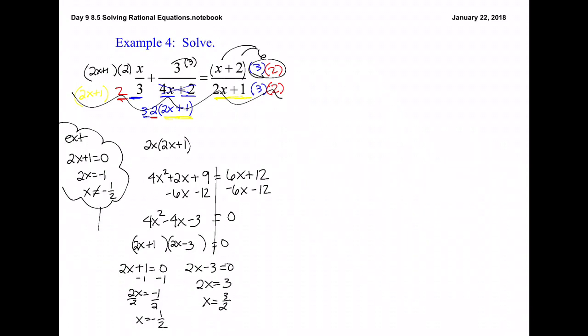I need to make sure. They said if x equaled negative 1 half, it would give us undefined answers. So negative 1 half is not a solution, and x equals 3 halves is.